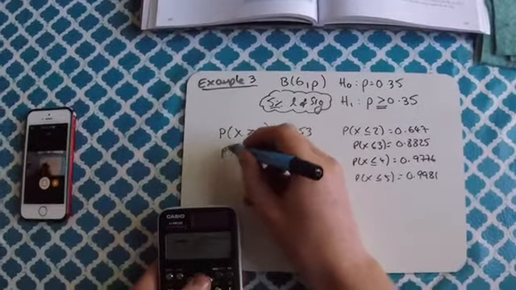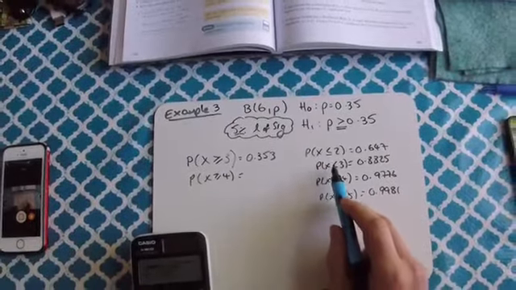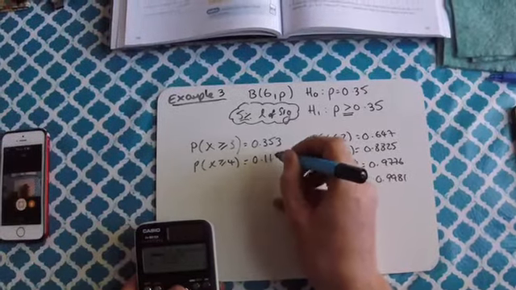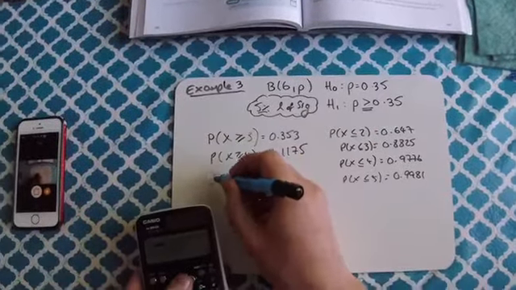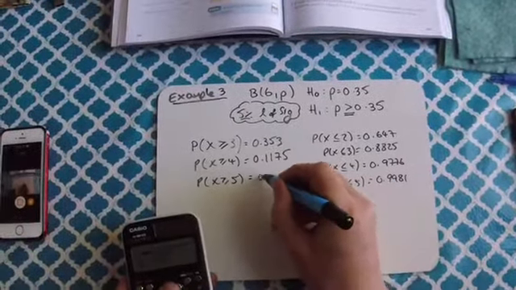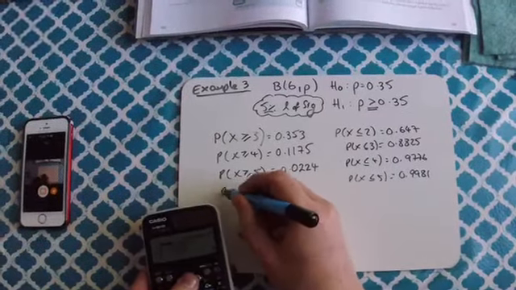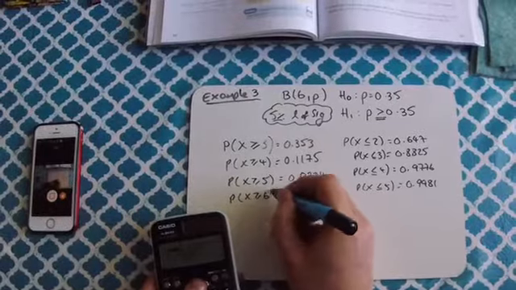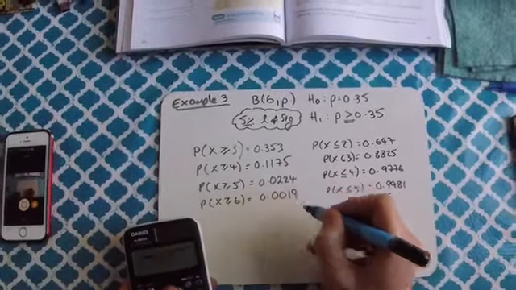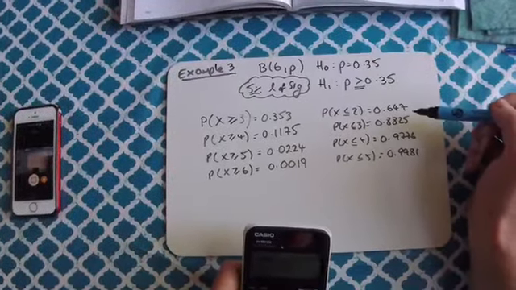0.353. Probability x is greater than or equal to 4 would be 1 minus probability it's less than or equal to 3. So 0.1175. And then greater than or equal to 5, 0.0224. And then finally, greater than or equal to 6, 0.0019. Hopefully you've remembered the trick of how we can subtract decimal numbers from 1 quite quickly.